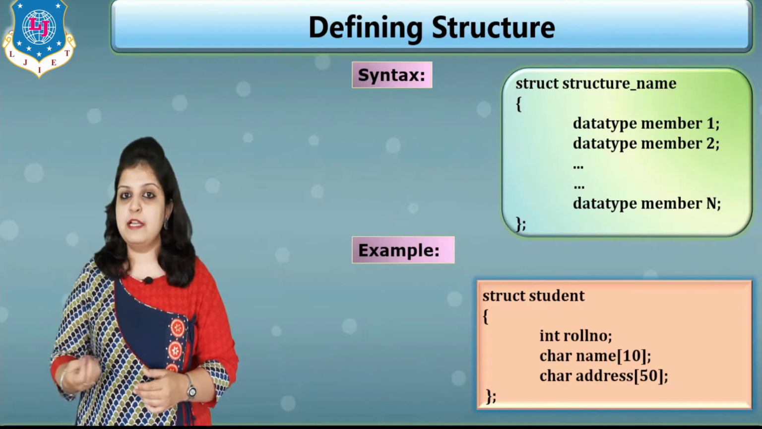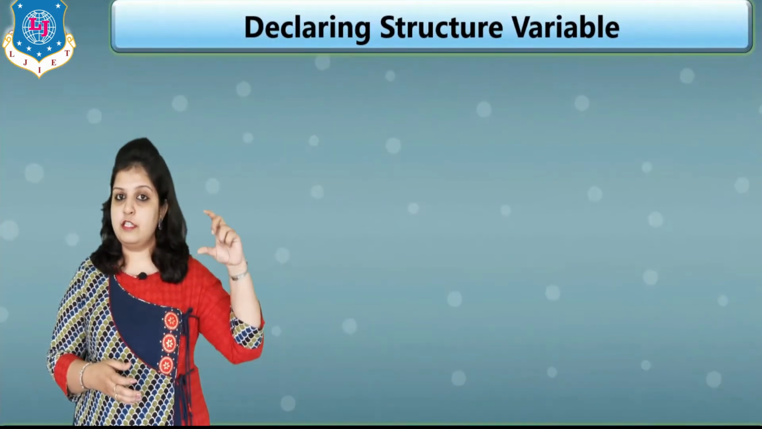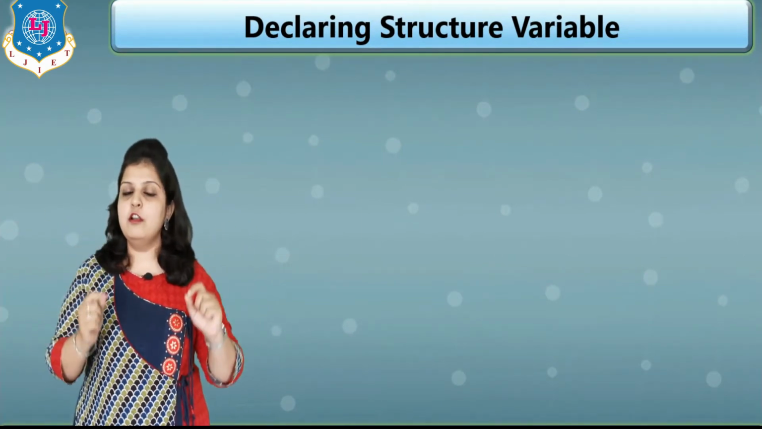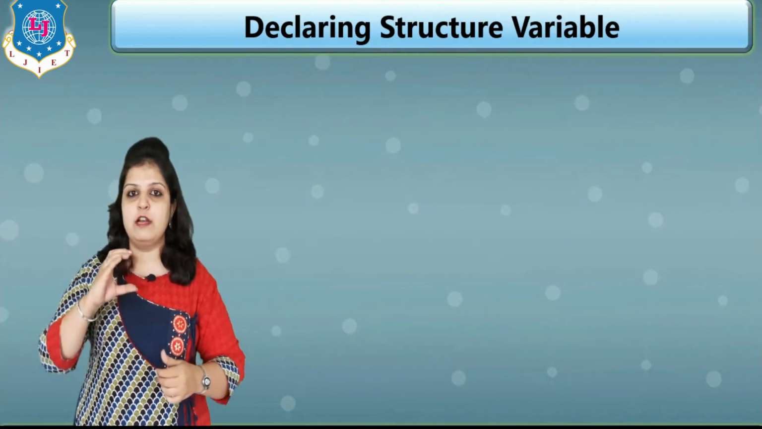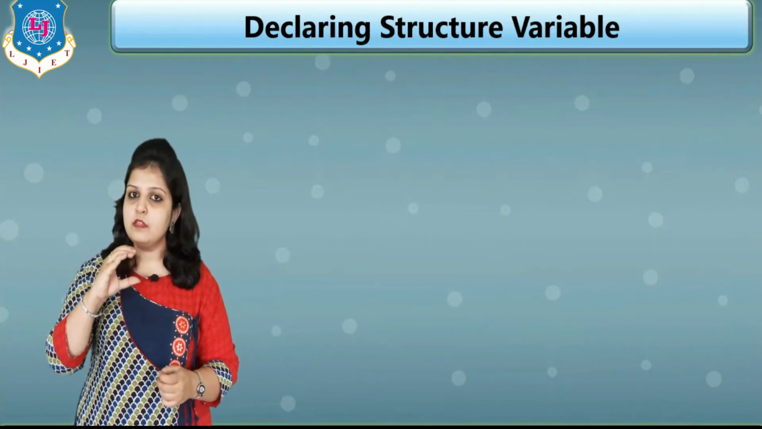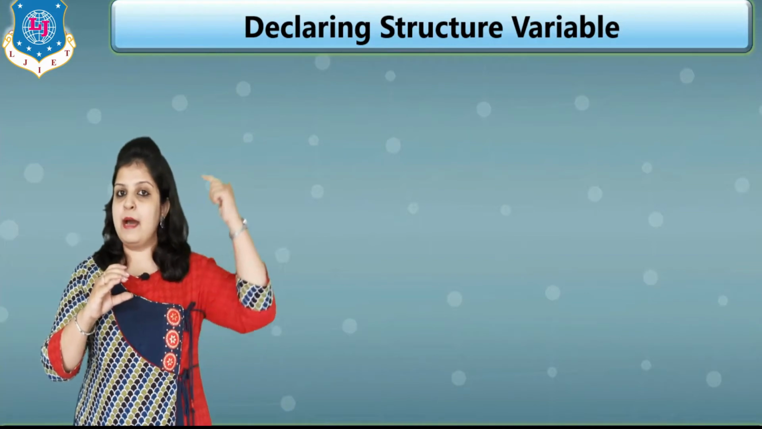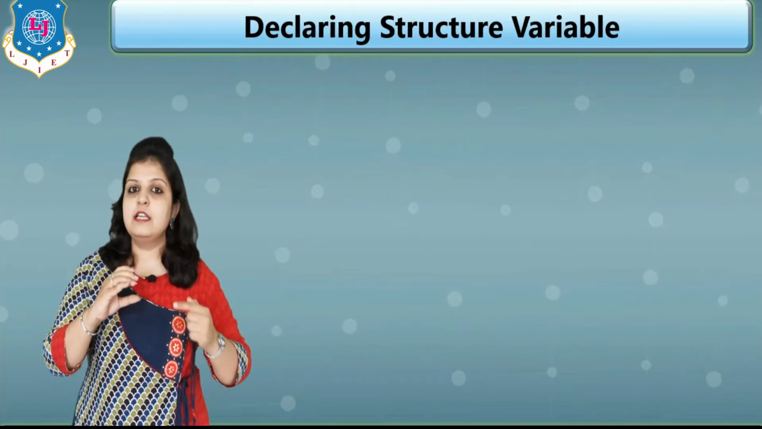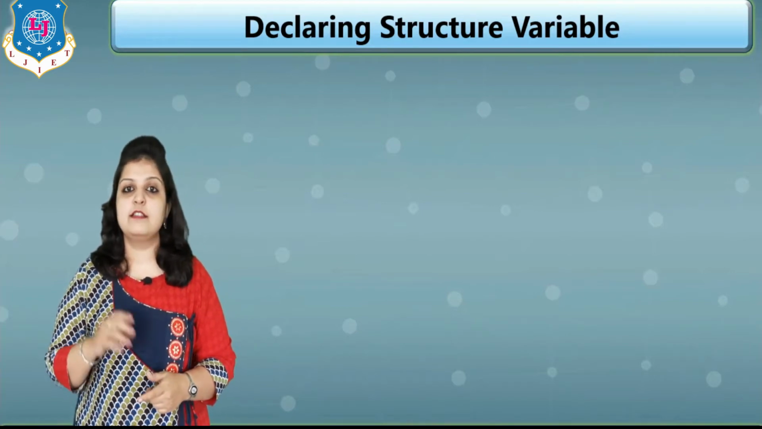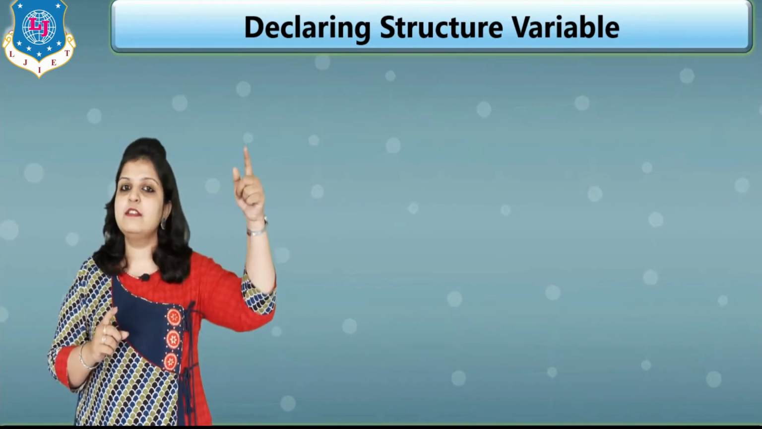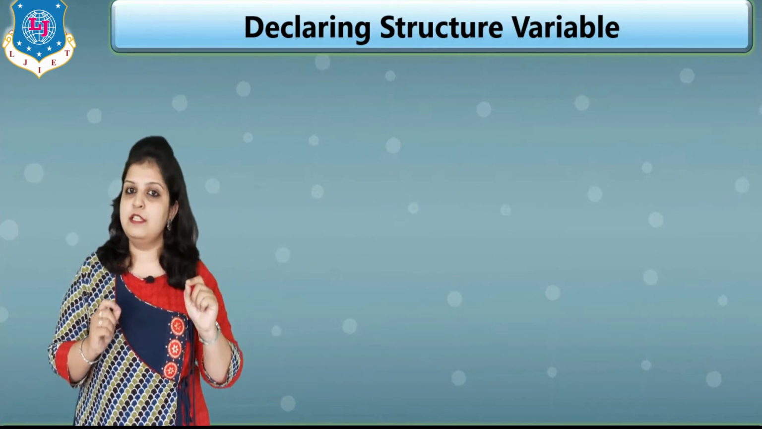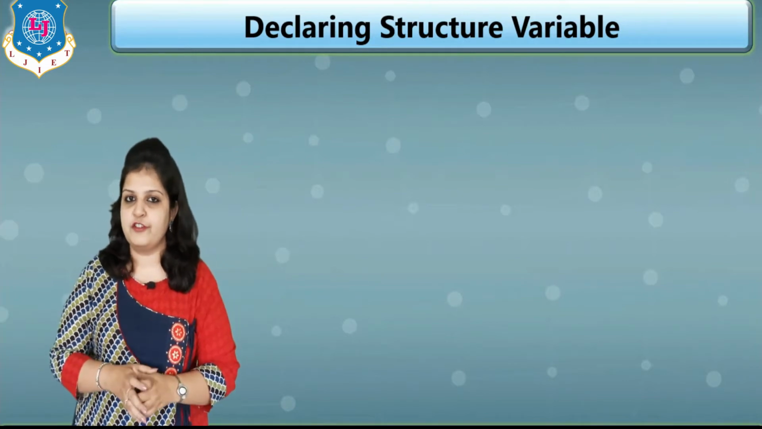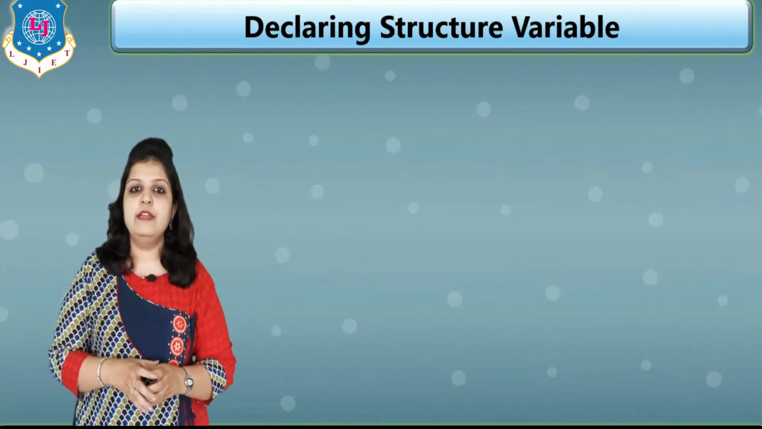Now what do you mean by structure variable? The structure which we have defined is outside the main function, and always only our main function is executed. So if you want to access the members of our structure in the main function, then we compulsorily have to declare a structure variable of that particular structure, and then by using the structure variable we can access the members of our structure. So how can we declare it?